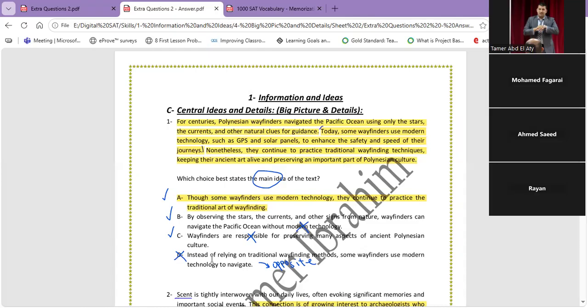It's cancelled already. So: for centuries, Polynesian wayfinders navigated the Pacific Ocean using only the stars, the currents, and other natural clues for guidance. Today, some wayfinders use modern technology such as GPS and solar panels to enhance the safety and speed of their journeys. Nonetheless, they continue to practice traditional wayfinding techniques, keeping their ancient art alive and preserving an important part of Polynesian culture.